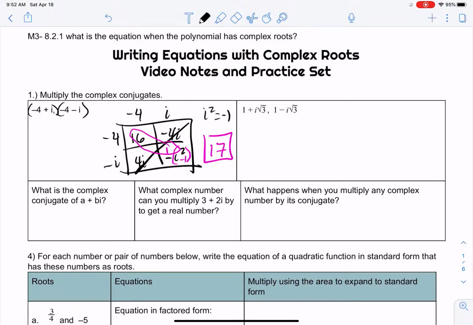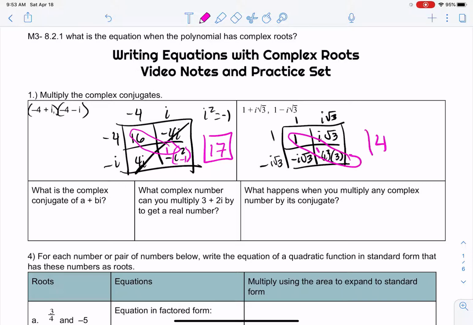Same thing's going to happen here. This time we also have radicals to contend with, but it's all going to cancel out anyway, so it's okay. 1 plus i root 3, 1 minus i root 3. 1 times 1 is 1. i root 3, -i root 3, check that out, that's what we expect. And then -i times i is -i squared, and the square root of 3 times the square root of 3 is just 3. So we end up with 3 times -i squared. And again, i squared is just -1, so this piece right here is going to become +3 again. 1 times 3 is 3. We combine our like terms, and we get plain old 4.